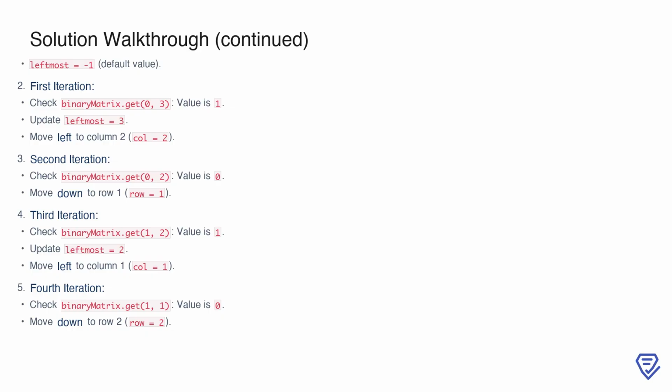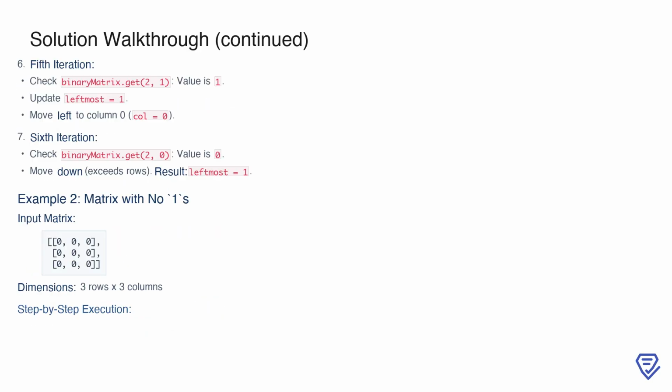In the second iteration, we check the value at 0, 2 and find a 0. Since it's a 0, we move down to row 1, staying in column 2. In the third iteration, we check 1, 2 and find a 1. This updates leftmost to 2, and we move further left to column 1. In the fourth iteration, we check 1, 1 and find a 0. Again, we move down, this time to row 2, staying in column 1. In the fifth iteration, we check 2, 1 and find a 1. This updates leftmost to 1, and we move left to column 0.